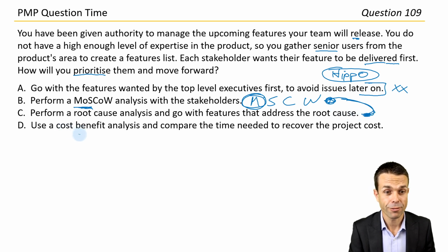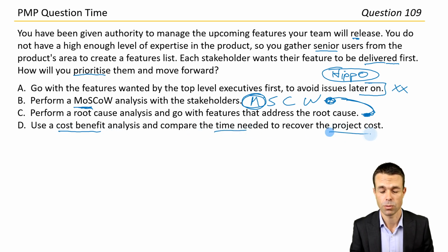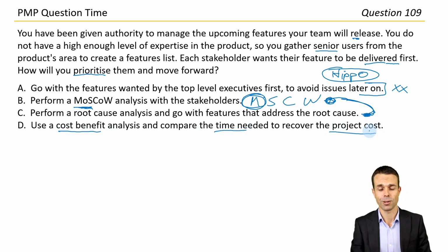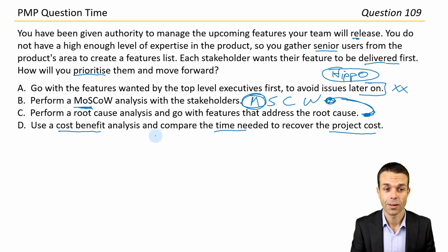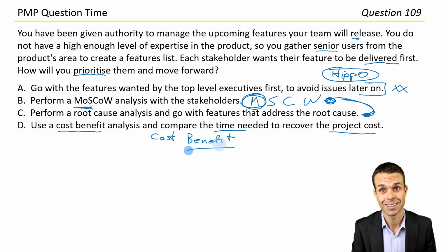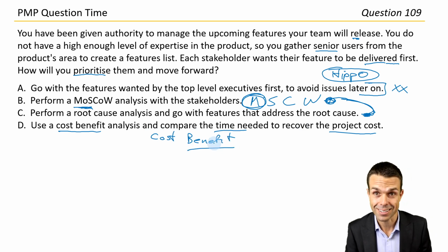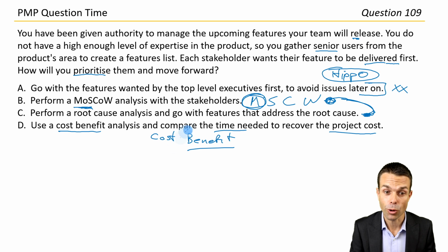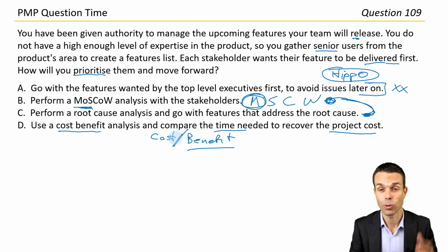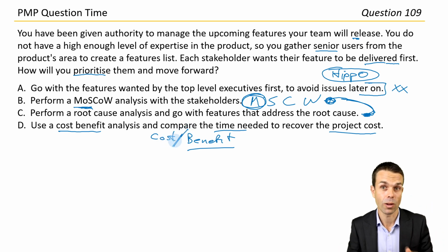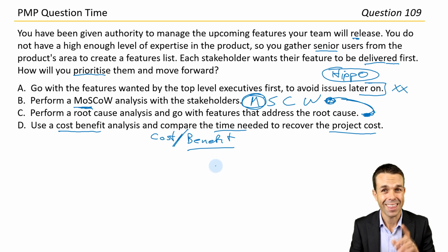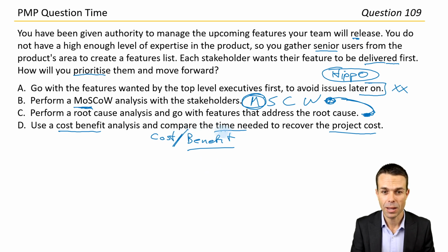Use a cost-benefit analysis and compare the time needed to recover the project cost. Okay. Oh, gosh, there's a lot of information there. Cost to benefit. That's a really good way to do it. So what is the benefit we're getting from each of these features? Shouldn't we look at that? So high benefit, yes, but also low cost. What's the lowest cost, highest benefit one that we can deliver first? That makes sense. And compare the time needed to recover the project cost.